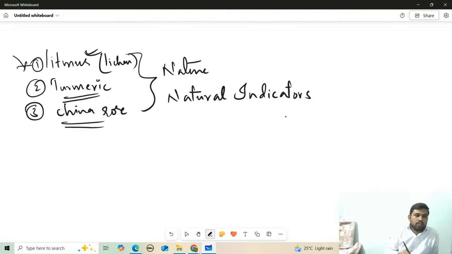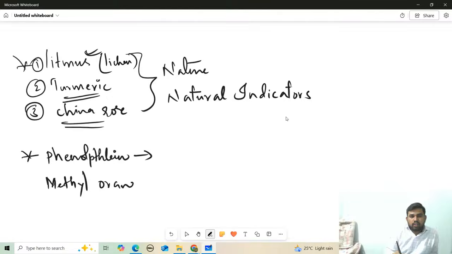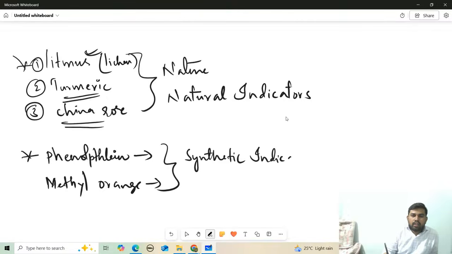Similarly, we have two more. Many are there, but as far as 10th class is concerned, phenolphthalein indicator, and one more, methyl orange. These two come under synthetic indicators. Synthetic indicators are prepared in the laboratory.